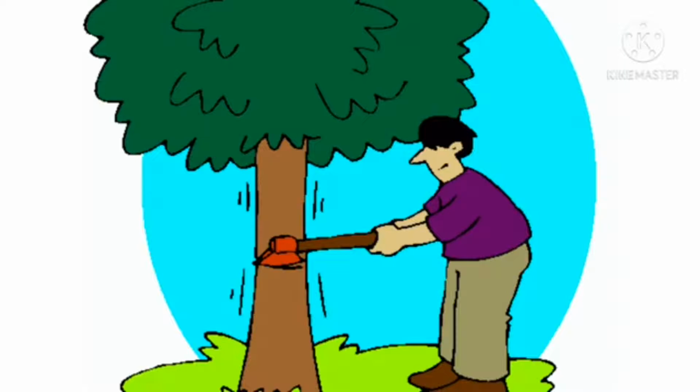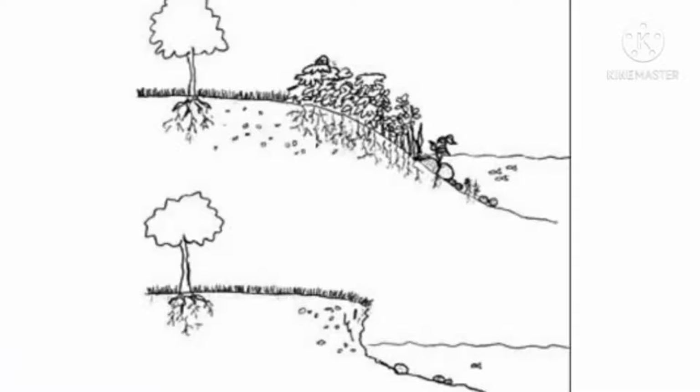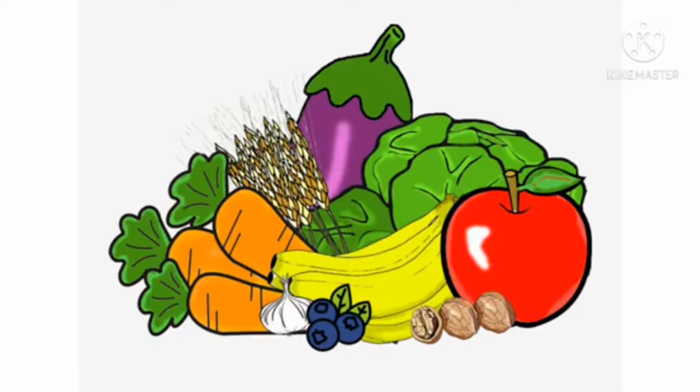What will happen if we keep on cutting trees? Yes, there will be no forest at all. We will have no oxygen to breathe. Birds and animals living in the forest will suffer. During floods, soil will be washed away, and there will be no fertile land for agriculture. Trees help in bringing rain. They give us fruits, vegetables, and medicines.